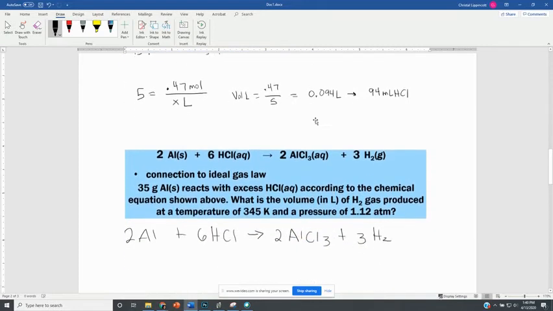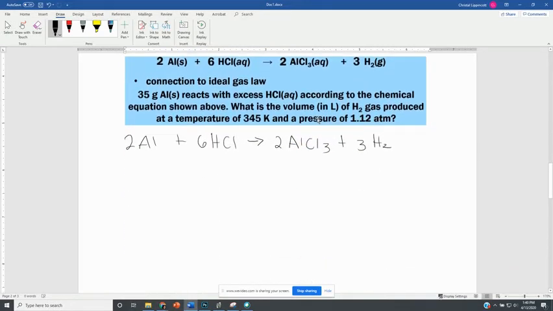All right, again, same equation here. We're just doing it with the ideal gas law this time. So we're starting out with 35 grams of aluminum. We've got excess HCl. They want to know what the volume of the H2 is going to be. So if I take 35 grams of aluminum, divide by 27, which is the molar mass of aluminum, I'm going to end up with 0.648 moles of aluminum.